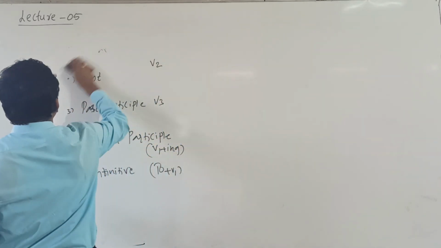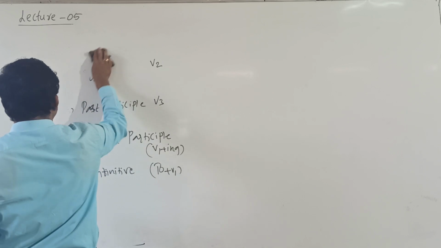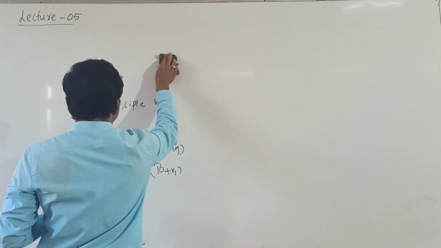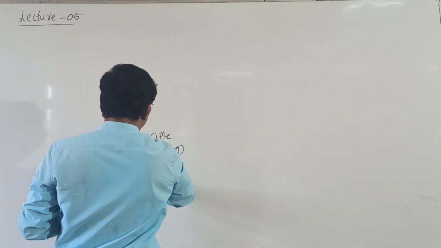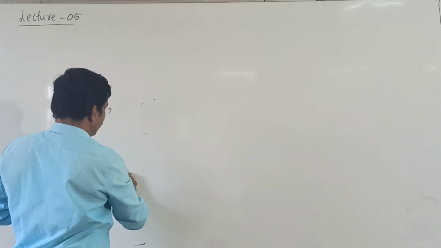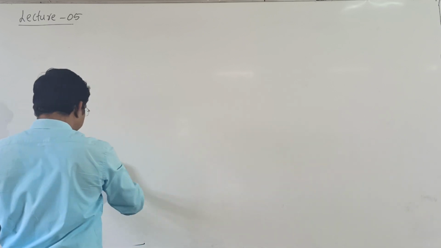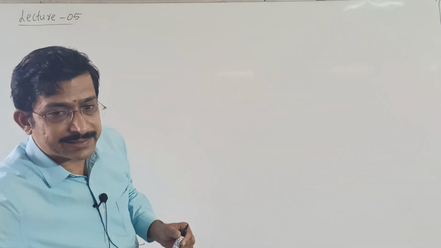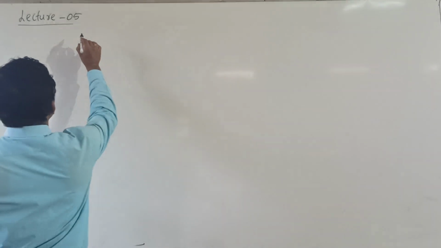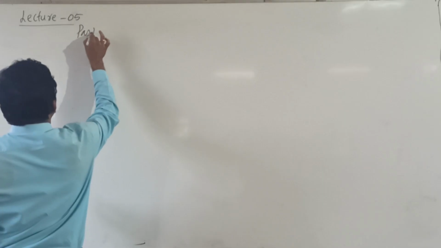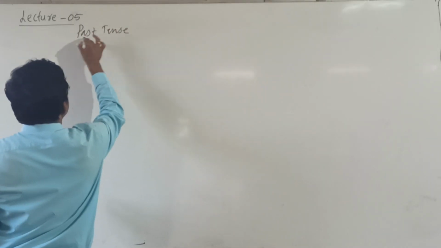As the standard pattern or structure of a sentence, S plus V plus O, plus or minus. If there is an object, it is called transitive. If there is no object, it is called intransitive. Past tense.